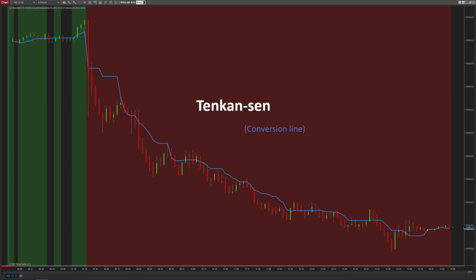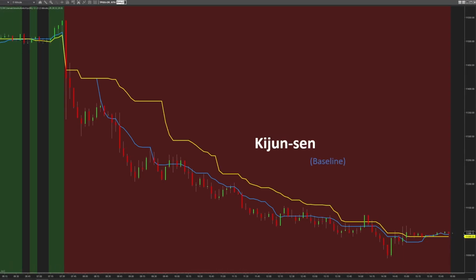1. The blue line, the Tenkan-san. This is also known as the conversion line. Tenkan-san is usually plotted as a moving average of the midpoints of the past 9 periods. 2. The yellow line. This is the Kijun-san. This is also known as the baseline. Kijun-san is usually plotted as a moving average of the midpoints of the past 26 time periods.